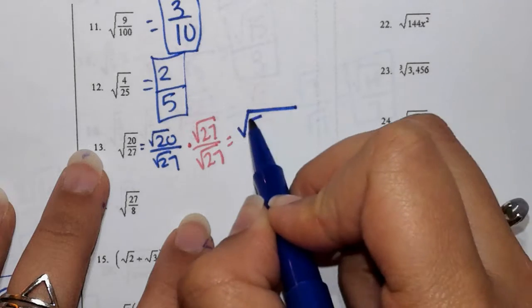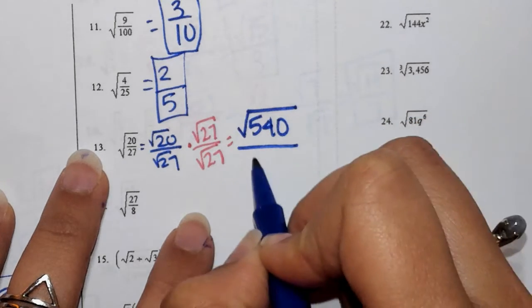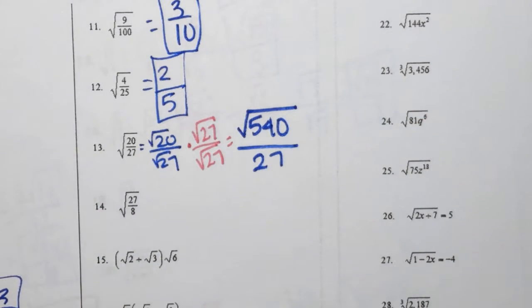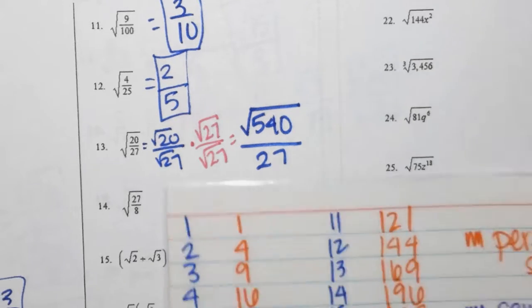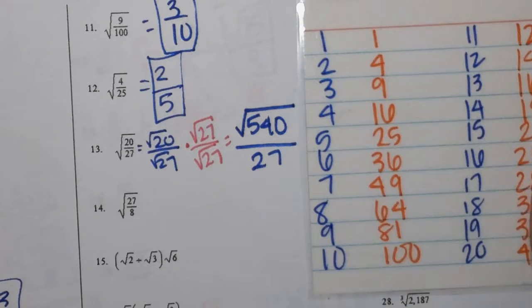The square root of 540 divided by 27. Alright, so now we need to simplify that 540. I'm going to show you 2 ways to do it. What's the biggest perfect square that goes into 540? There's your list of perfect squares.